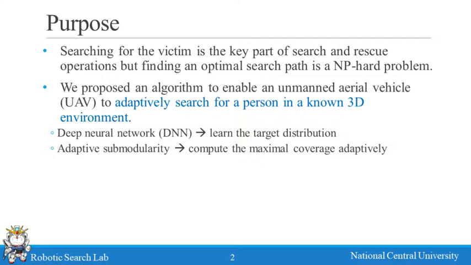The main objective is to enable an unmanned aerial vehicle to adaptively search for a person in a non-3D environment. A deep neural network is used to learn the target distribution. Adaptive submodularity is used to compute the maximum coverage.